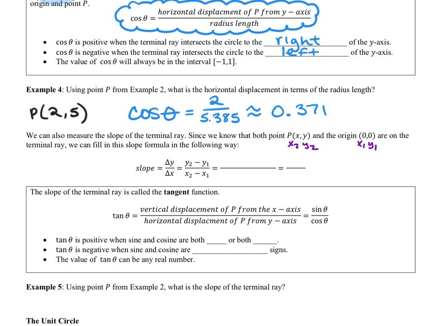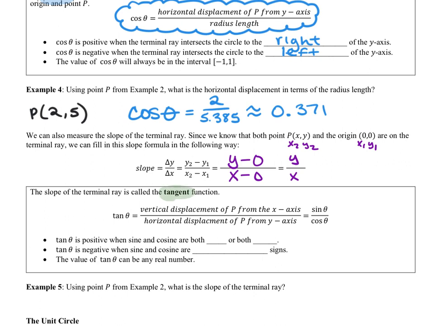When we fill in that formula, we would say y2, which is y, minus y1, which is 0. Okay, boring, subtract by 0. In the bottom, it would be x minus 0. Do I need to actually subtract by zeros? Which means that my slope is just the ratio of y divided by x. Now this y and x are coming from the coordinate point. So this ratio, the slope of my line, is going to be called your tangent function.